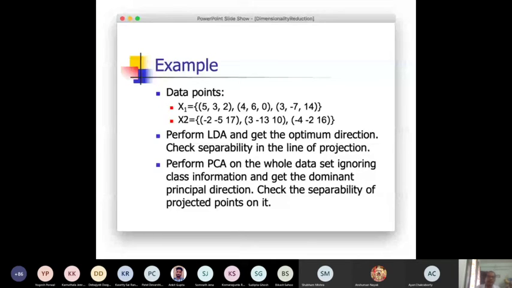I will be doing two things. One, I will compute the LDA, or linear discriminant, using this analysis given the class information. I will also compute the direction of the first principal component, ignoring the class information. Then I would like to see the effect on the projected set of points, whether the separability of the classes in the projected space is maintained, because we say that it should be optimum for LDA. So it should be better than for PCA.